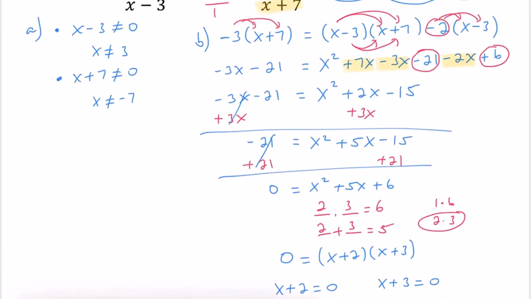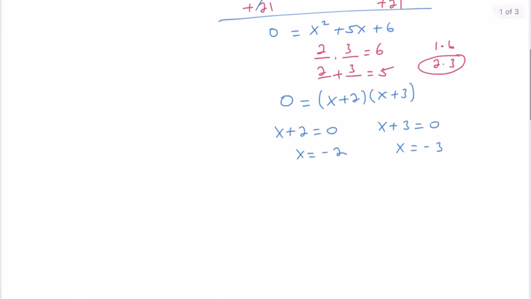Check it with part A. Part A, we said we cannot have 3 and we cannot have negative 7. So here we have negative 2 and negative 3. So both of them are okay. So both of them are our answer.